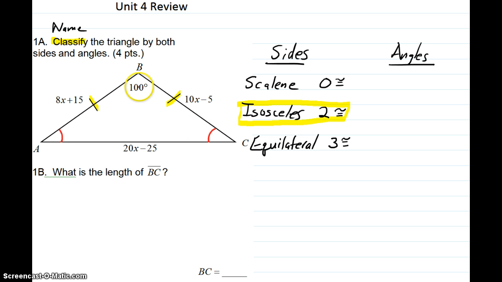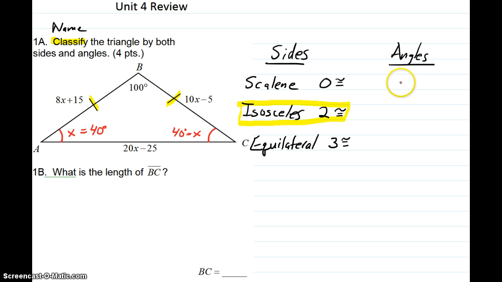So if this is 100 degrees, we know that 100 plus x is going to equal 180. So you could do that off to the side, come back and say, oh, these are both going to be 40 degrees. Because 40 plus 40 is 80, 80 plus 100 is 180.